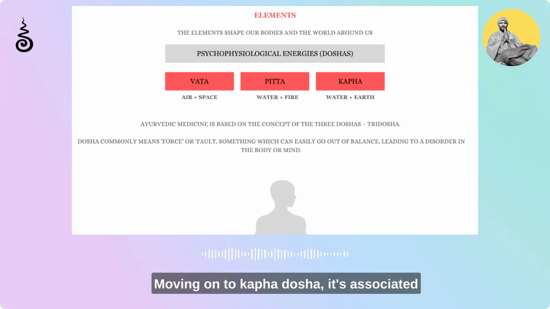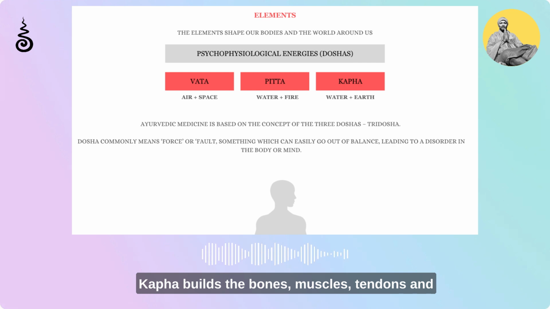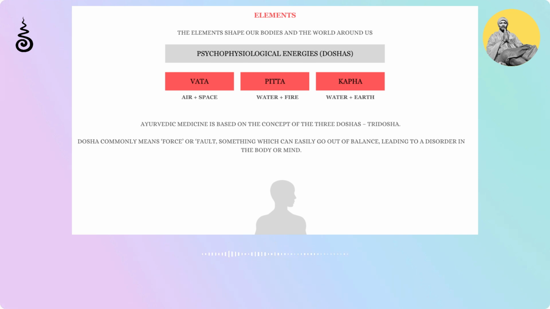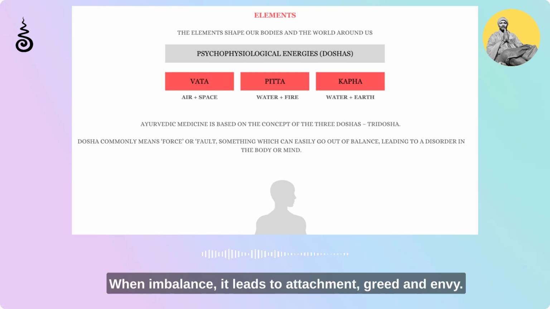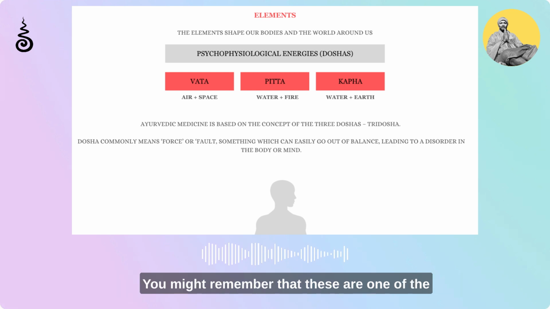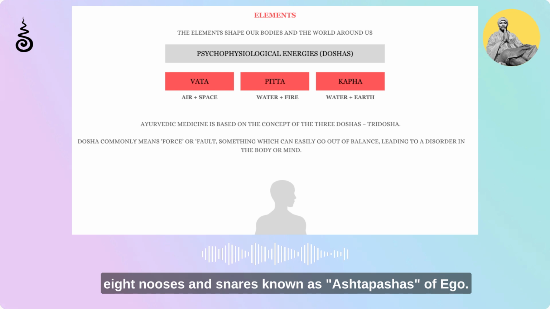Moving on to Kapha dosha, it's associated with the formation of body structure. Kapha builds the bones, muscles, and tendons, and also provides the glue or the cohesive force that holds the body cells together. Kapha supplies water to all the systems and parts of the body. It lubricates joints, moisturizes the skin, and regulates immunity. When balanced, Kapha expresses itself as love, calmness, and forgiveness. When imbalanced, it leads to attachment, greed, and envy. You might remember that these are among the eight nooses and snares known as Ashtapashas of ego.